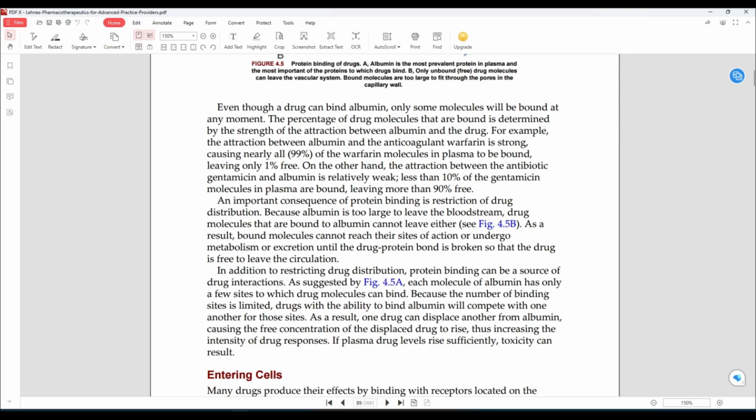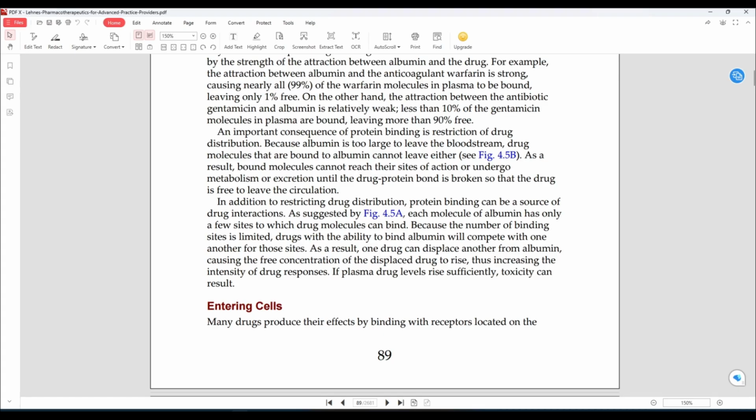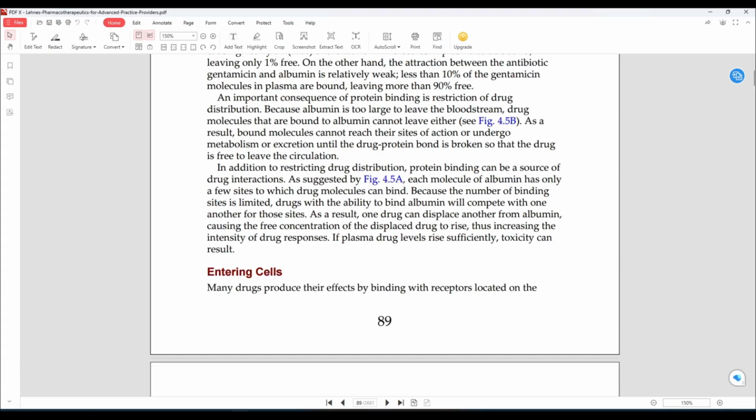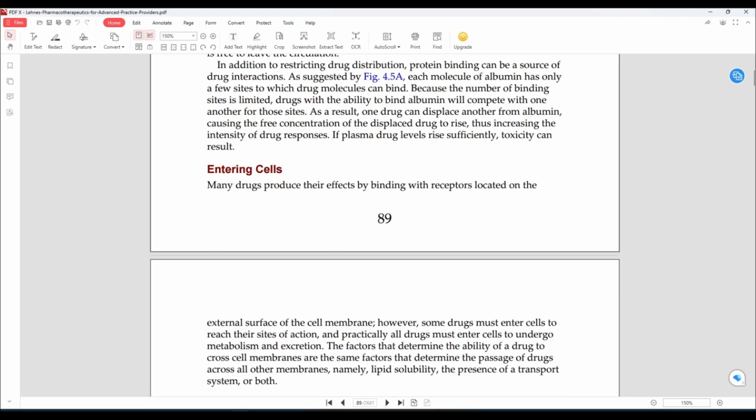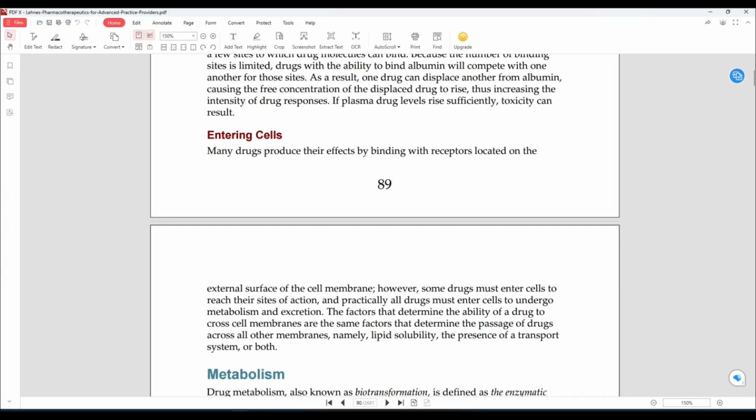In addition to restricting drug distribution, protein binding can be a source of drug interactions, as suggested in the following figure 4.5a. Each molecule of albumin has only a few sites to which drug molecules can bind. Because the number of binding sites is limited, drugs with the ability to bind albumin will compete with one another for those sites. As a result, one drug can displace another from albumin, causing the free concentration of the displaced drug to rise, thus increasing the intensity of drug response. If plasma drug levels rise sufficiently, toxicity can result.